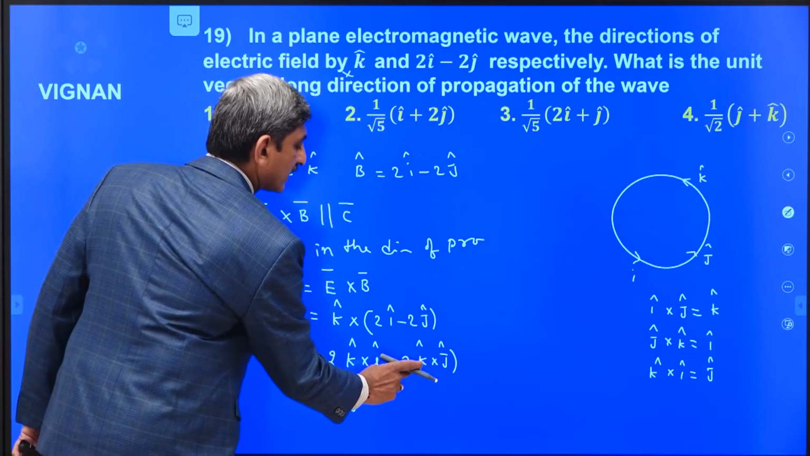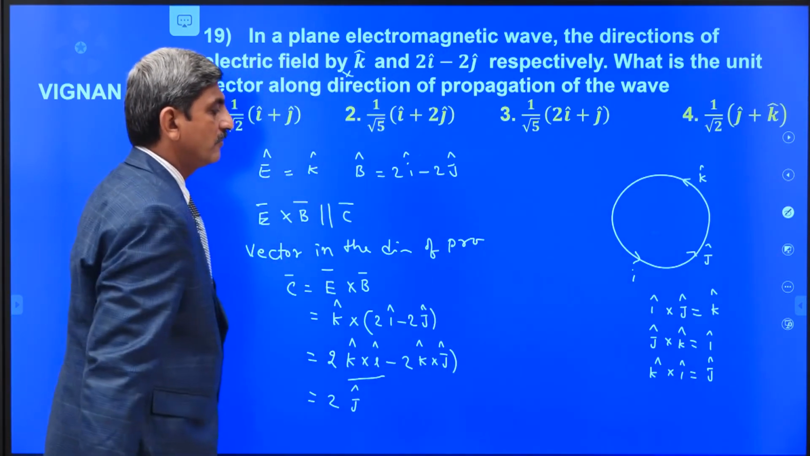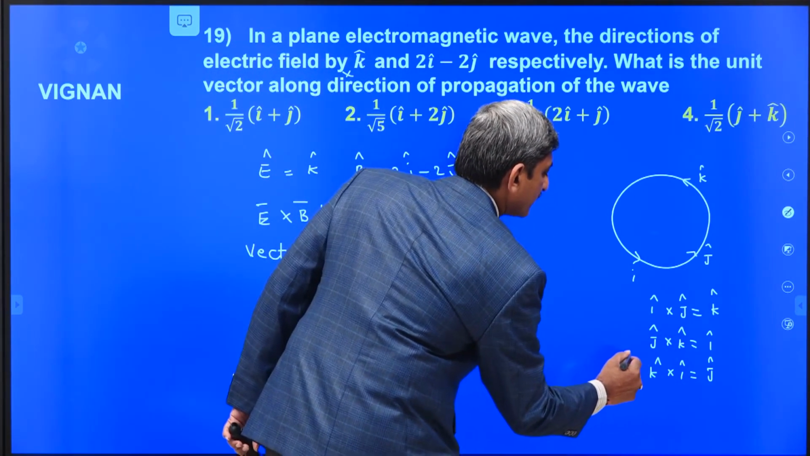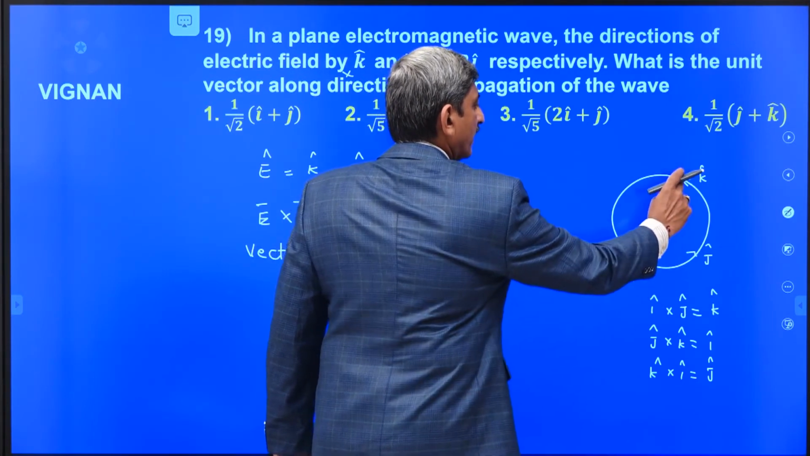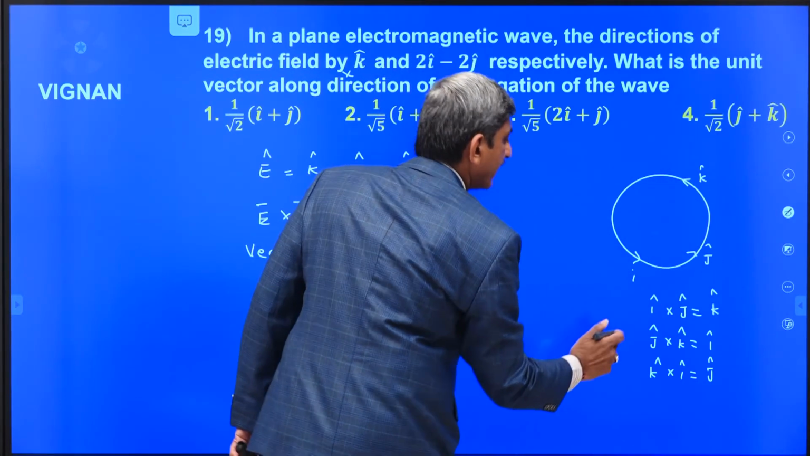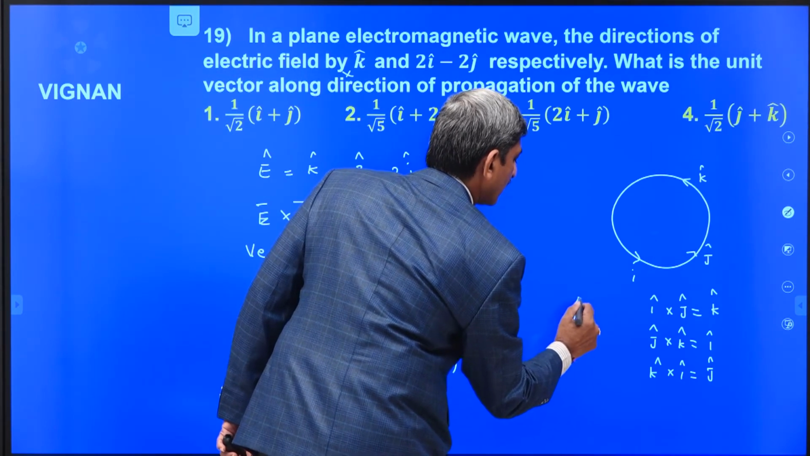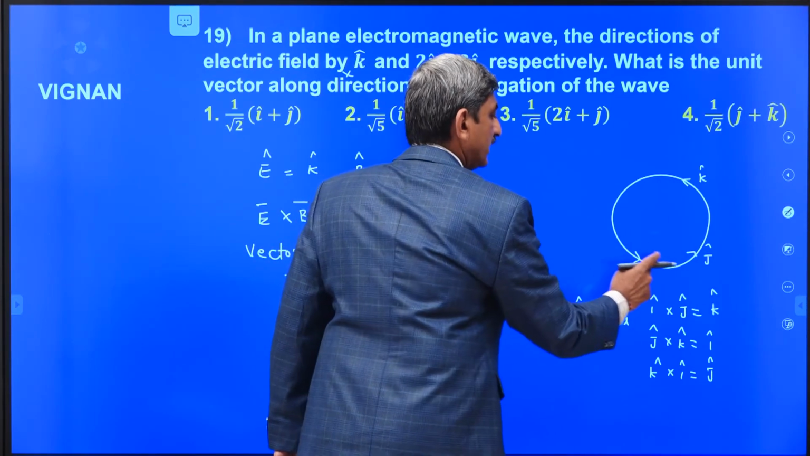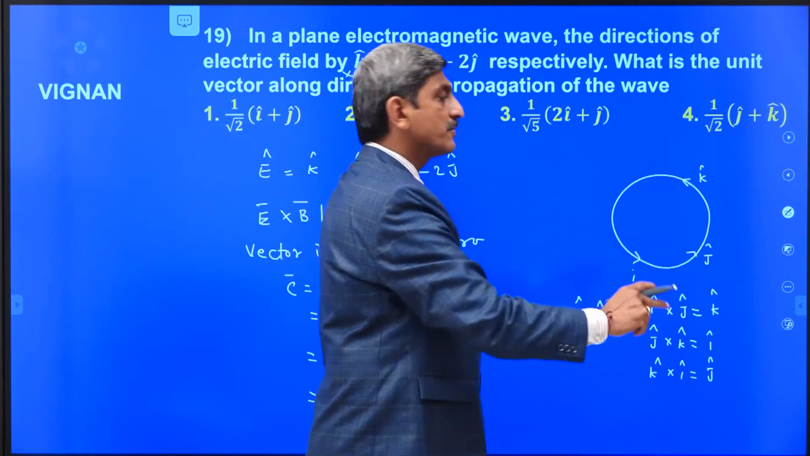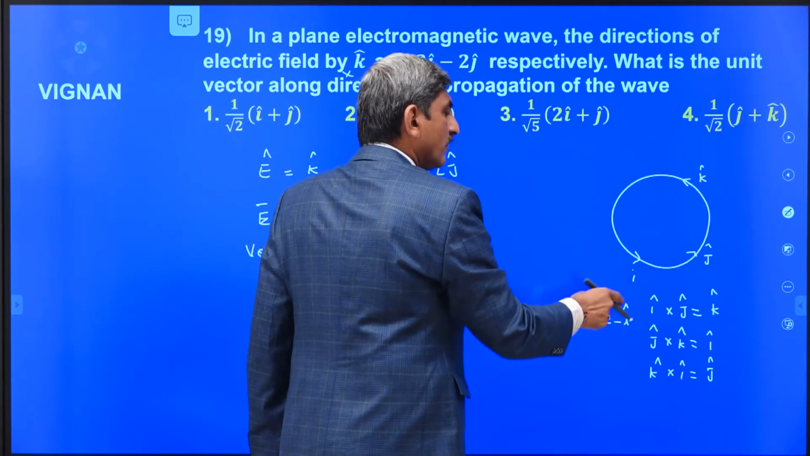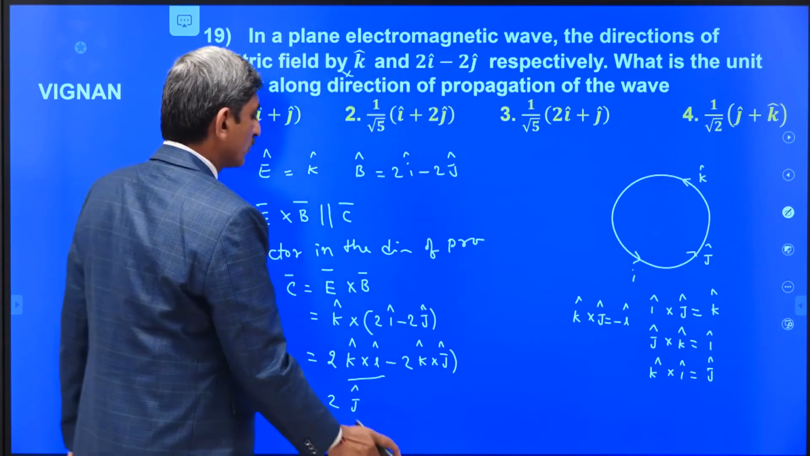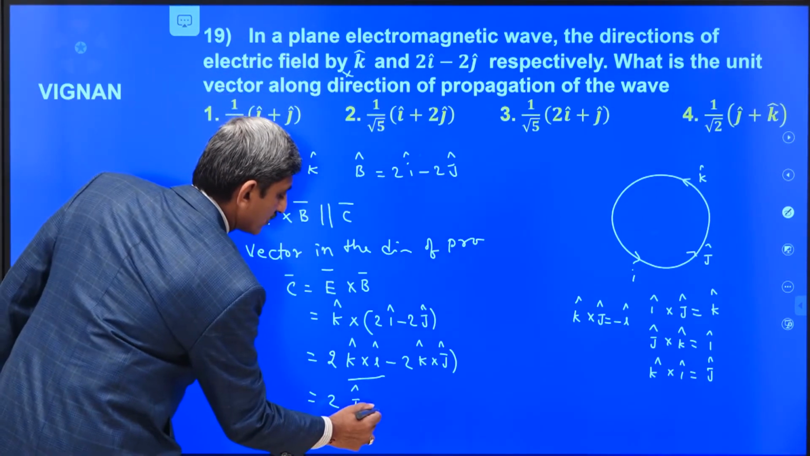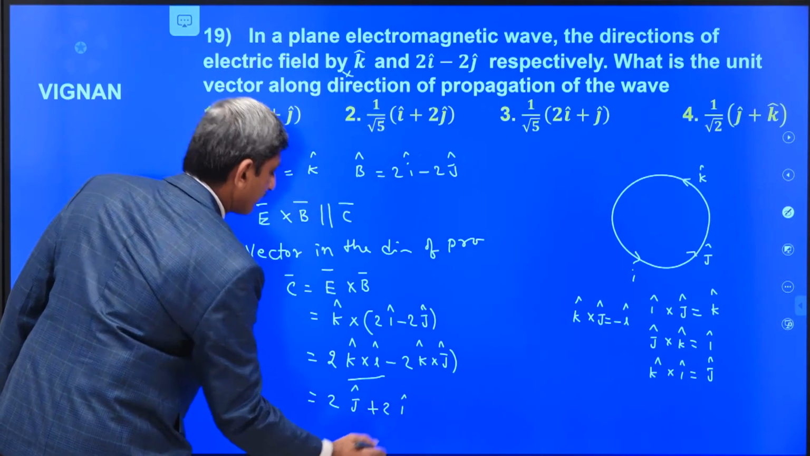Next, k cross j cap. What is this k cross j cap? j cross k cap is equal to i. If we take the reverse order, k cross j cap, then we get minus i cap. In this order, we get the next one with the positive sign, whereas in this opposite order, we get the next one with a negative sign, so that this k cross j cap is equal to minus i cap, so that this is plus 2 i cap.